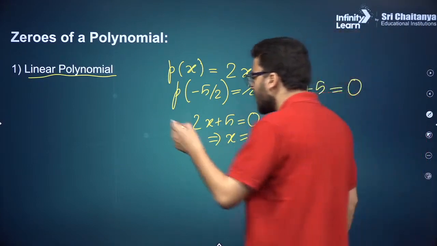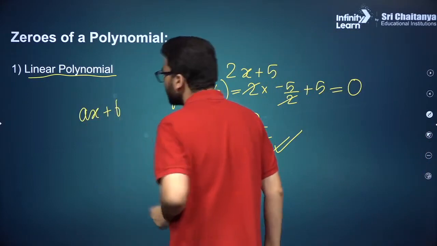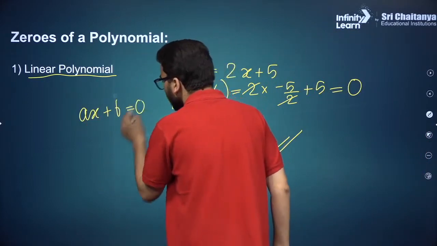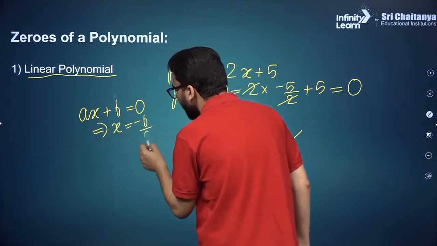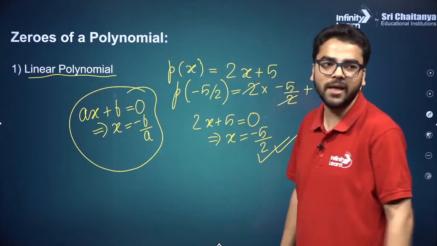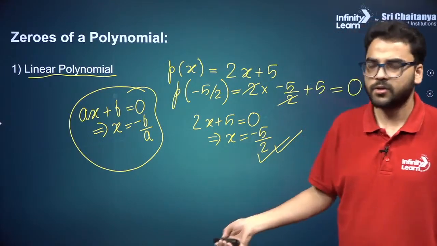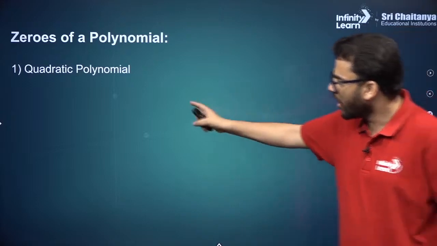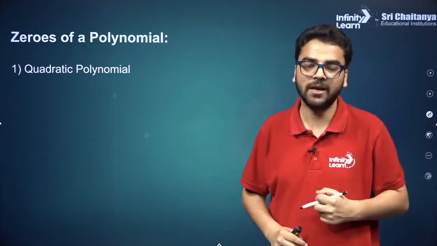If you have a linear polynomial ax plus b, where a and b are constants, you have to find its zero. So just put the polynomial itself equal to 0. So x is equal to minus b by a is the zero of this polynomial. So finding the zero of a linear polynomial is very simple. It's very direct, right? Now you have to understand how to find zeros of a quadratic polynomial, a 2-degree polynomial.